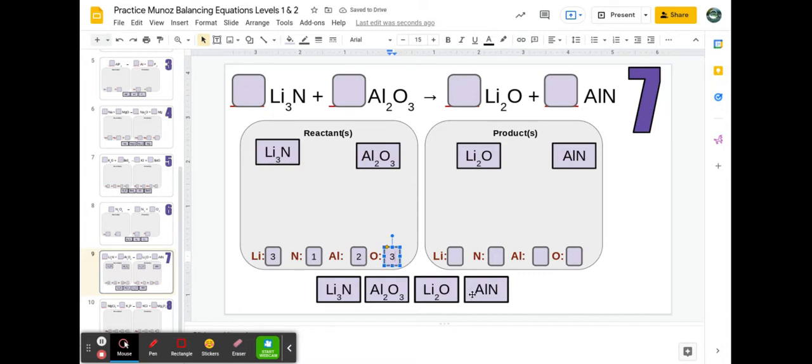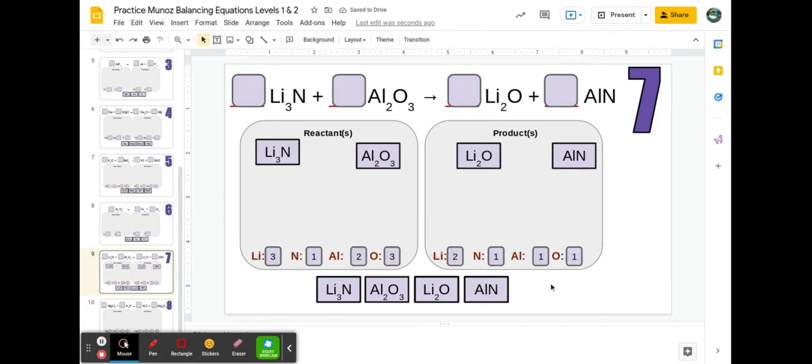So 3 Li, 1 N, 2 Al, and 3 O. You just get that from the subscripts. Over here, we have 2 Li, 1 N, 1 Al, and 1 O. And you can just pick anything that is imbalanced. You can go left to right.